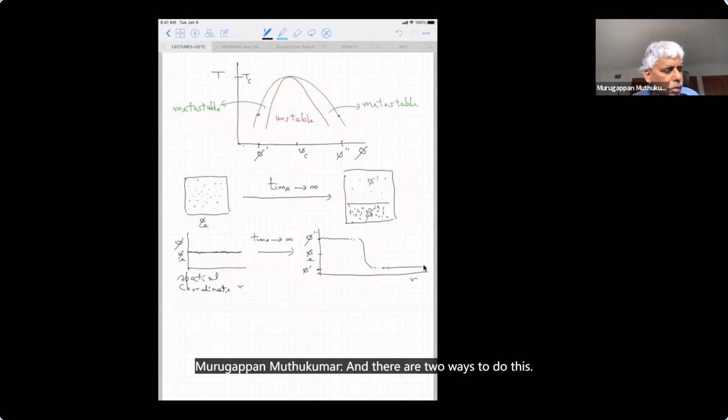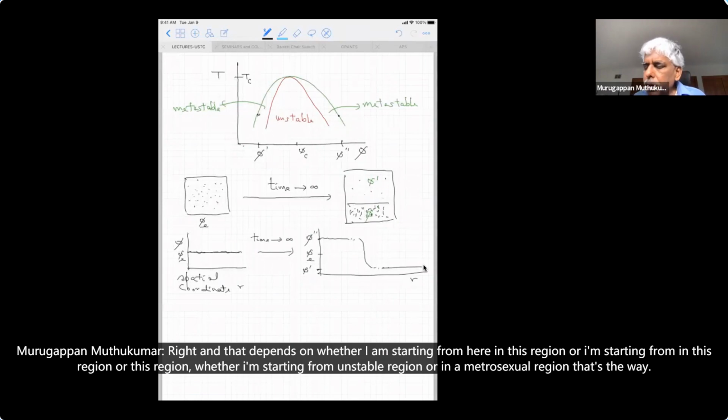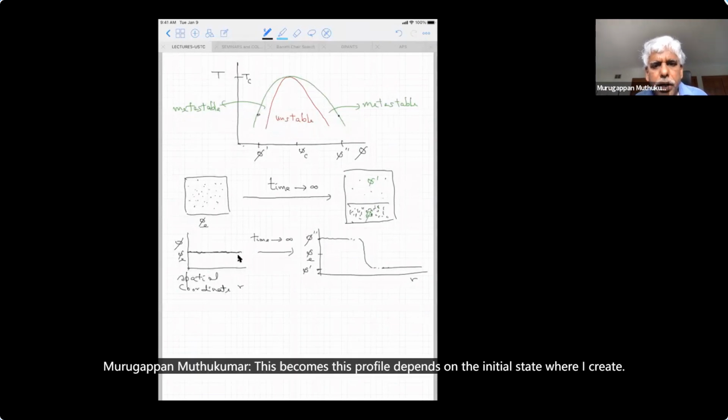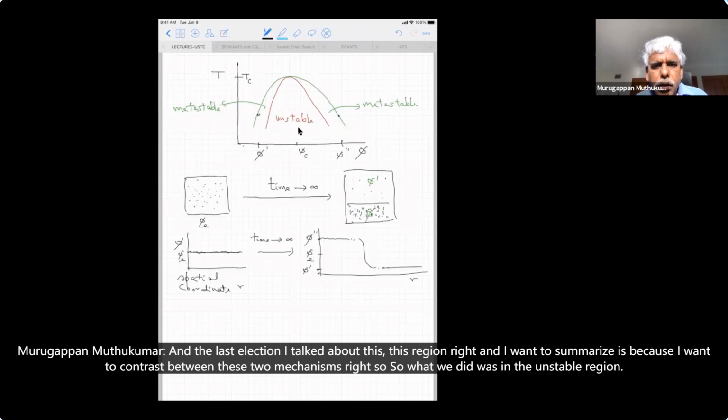And there are two ways to do this, right? And that depends on whether I'm starting from this region, or this region, whether I'm starting from an unstable region or a metastable region. That's the way this becomes this profile; it depends on the initial state where I create it. Okay. In the last lecture, I talked about this region, right?